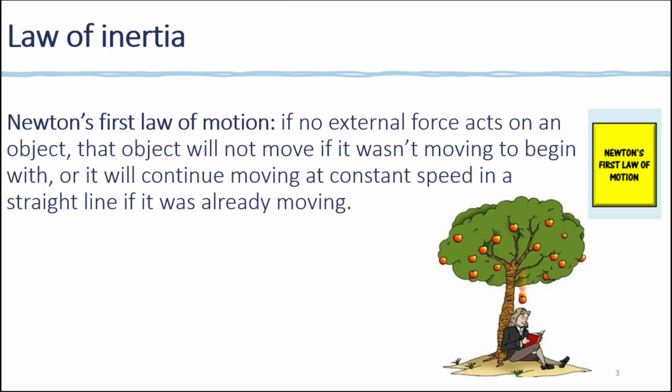We talked about Newton's first law of motion last week. It's commonly referred to as the law of inertia. And this law explains what happens to an object if no external forces act on it, or if the net external force, so the resultant of all the external forces, is zero. More simply, Newton's first law says that if no net external force acts on an object, then that object will not move if it wasn't moving to begin with, or it'll continue moving at a constant speed in a straight line if it was already moving.